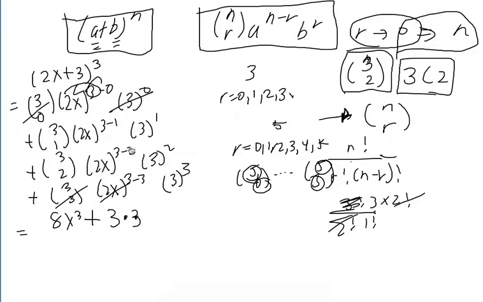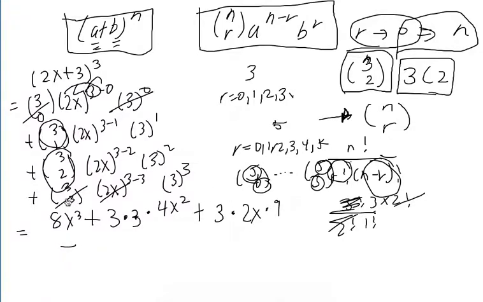Times (2x)^2, which is just 4x squared. And then we have 3 choose 2, which is just going to be the same value as 3 choose 1, because the values of r factorial and n minus r factorial are going to be reversed. So we're going to have a 3 times 2x to the first power, so it's going to be 2x times 9 plus, this is going to cancel, so we have minus 27.